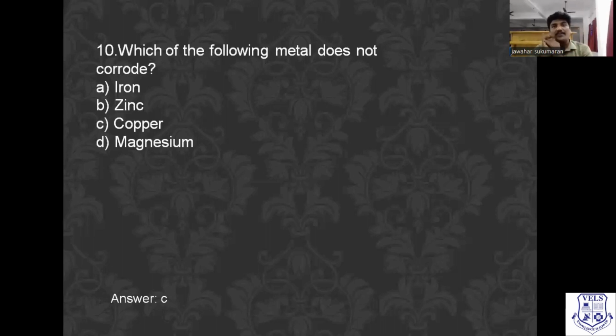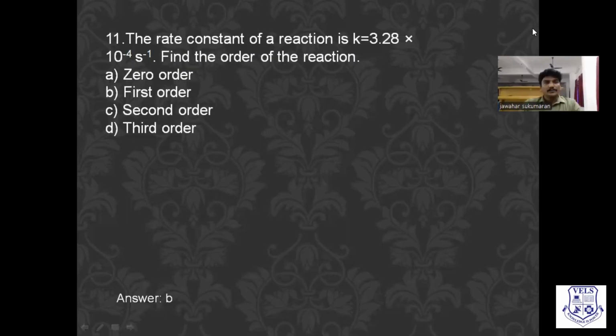Magnesium and zinc are highly active, hence they corrode at a faster rate than iron. Iron undergoes rusting in the presence of oxygen and moisture. Copper, a noble metal that occurs naturally in elemental form, is almost totally impervious to corrosion. Okay, copper is the correct answer.